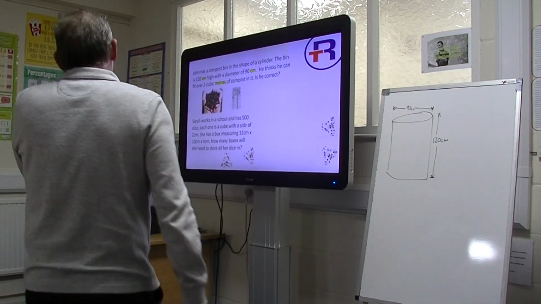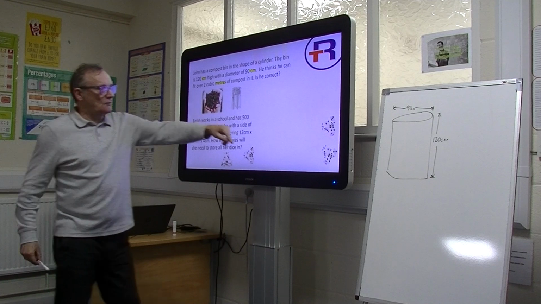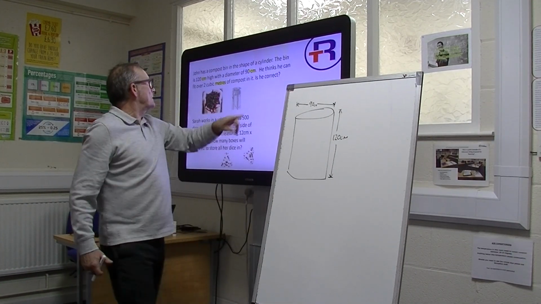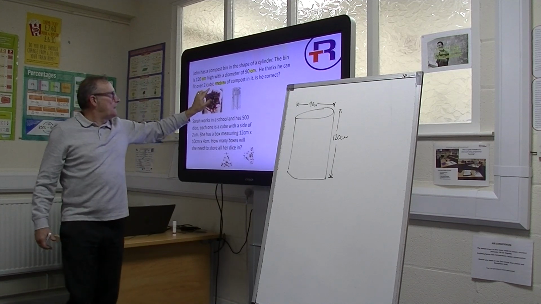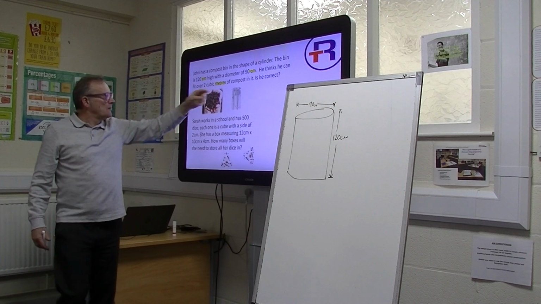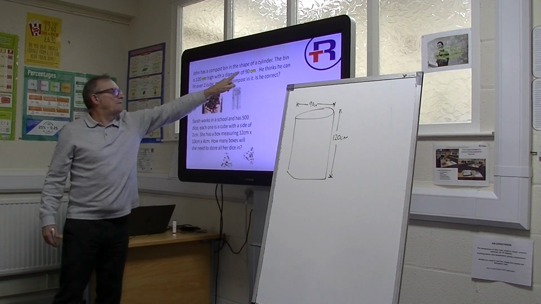So John has a compost bin in the shape of a cylinder, so I've drawn the cylinder on there. And I've put the measurements on, 90 centimetres and 120 centimetres. He thinks he can fit 2 cubic metres of compost in it. Is he correct? So what we've got here are 2 different units of measurements.